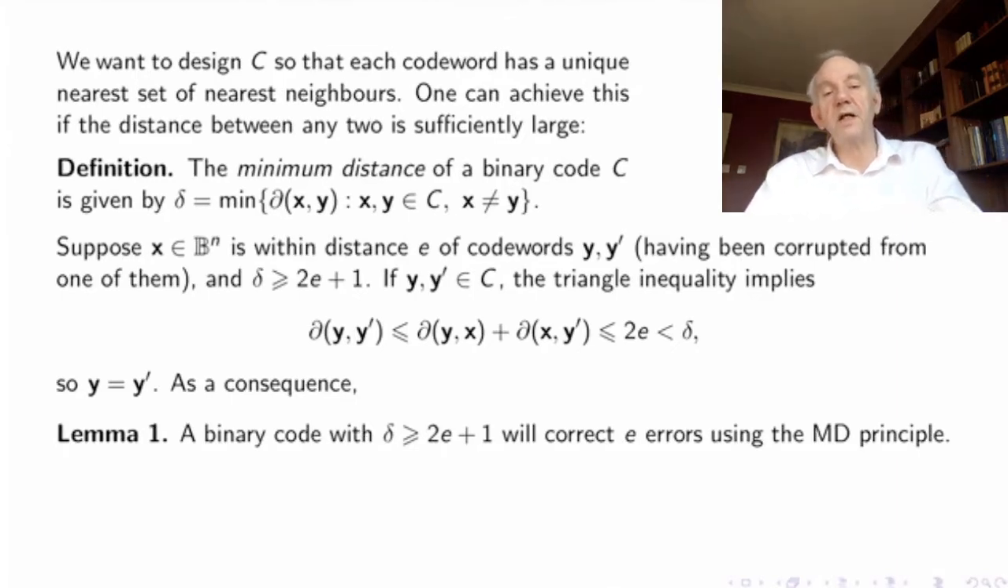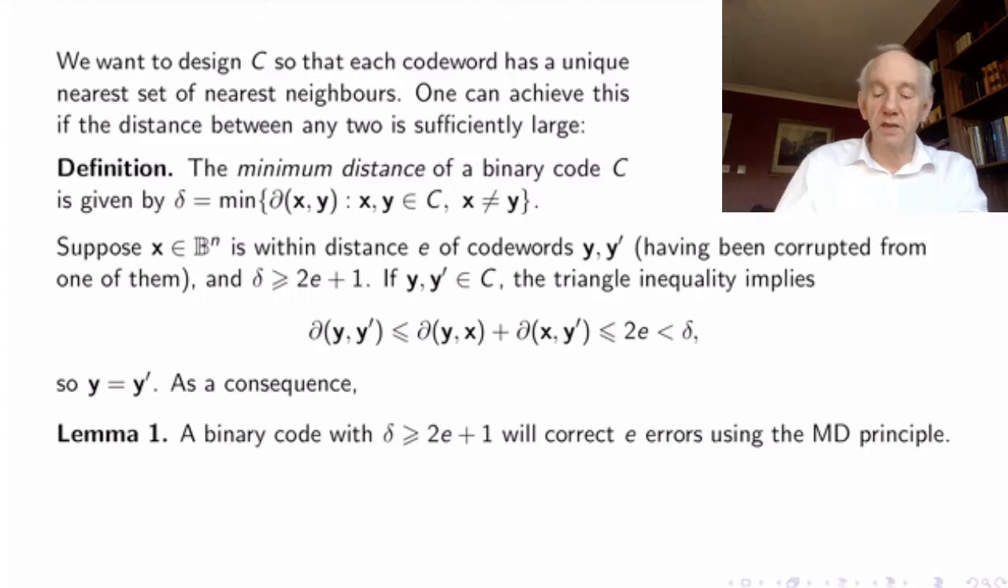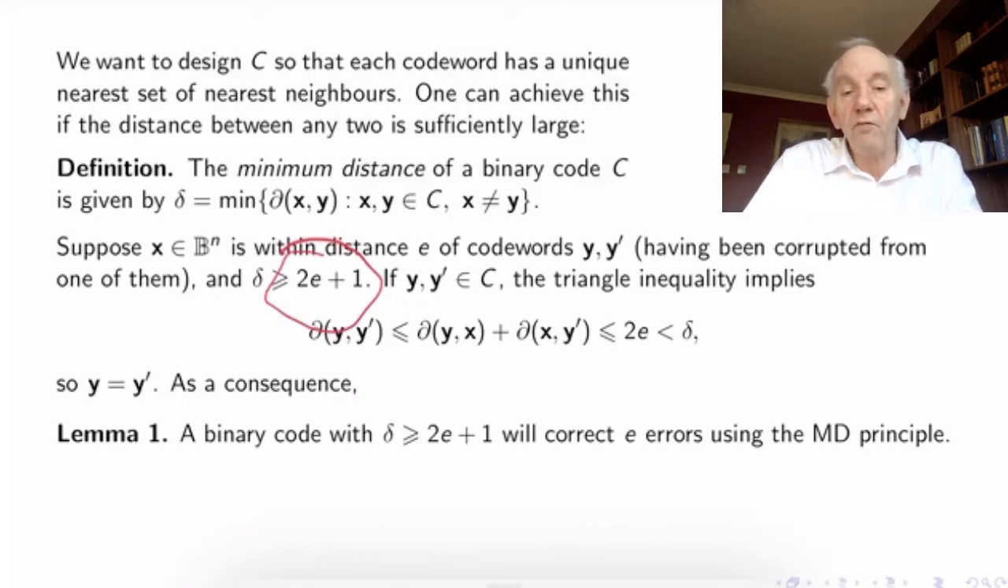Now, here's the key point. So here's a lemma from the lecture notes. The first case which is of any use is that in which delta is at least 3. So in general, let's suppose that delta is at least as big as the odd number 2e plus 1 for some value of e, which typically will be 1 or 2 or 3, depending how large n is. So suppose that this minimum distance is at least 2e plus 1.